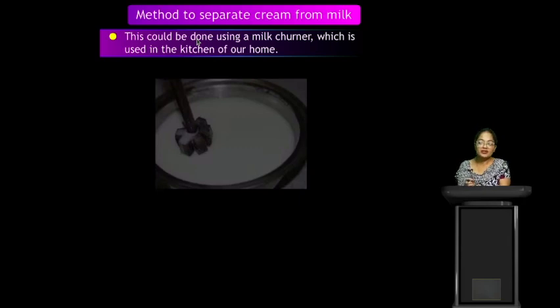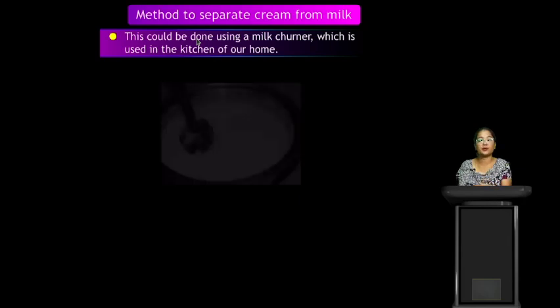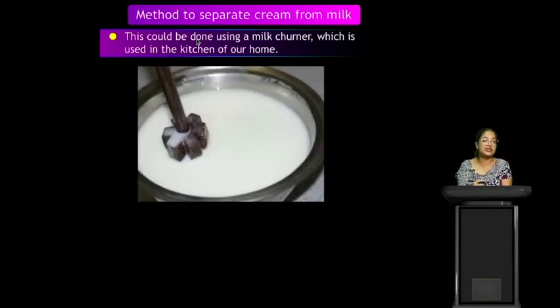Have you all seen from the buttermilk, we use that stick kind of thing, we spin it around and we get some cream, right? So that is called a churner. Let's see how it looks like. So this is the churner. Now I think you got it, right? This is not only used for buttermilk, it can also be used to get cream from milk. So you use this churner, you spin it around, and that's how you get the cream.